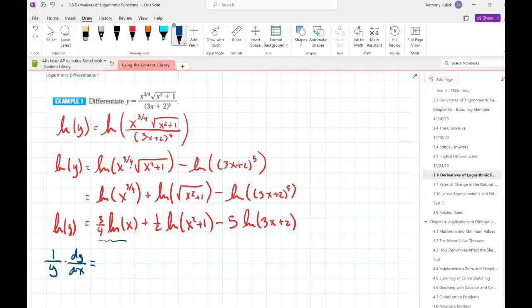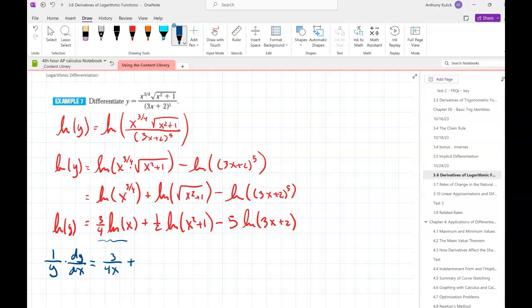What do I get when I do the derivative of 3/4 times the natural log of x? Good. 3 over 4x. Okay, 3/4 times 1 over x, or 3 over 4x. That's good. What do we get when we do the derivative of 1/2 natural log of x squared plus 1?